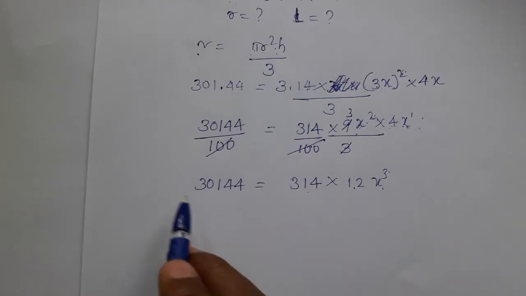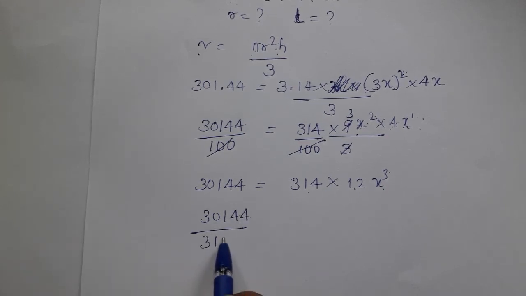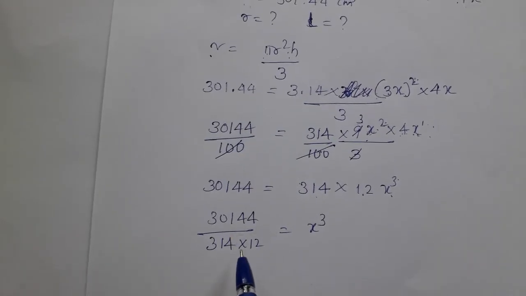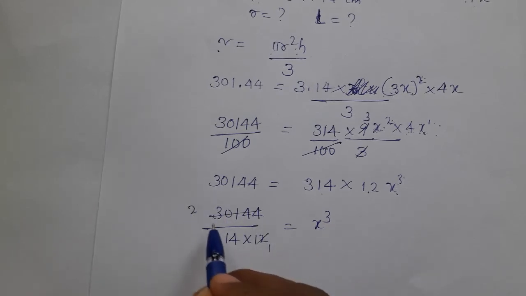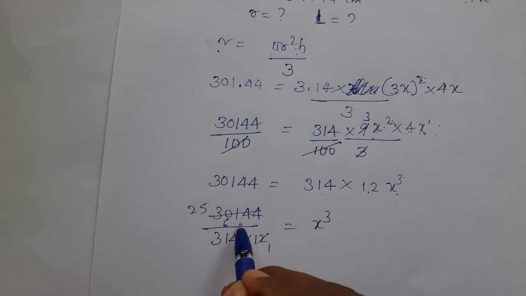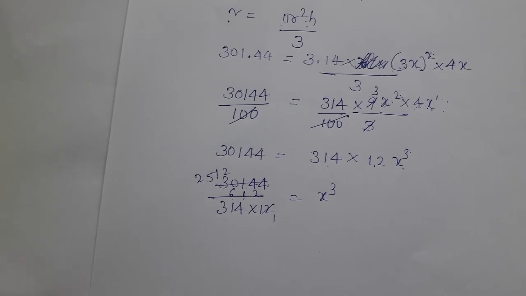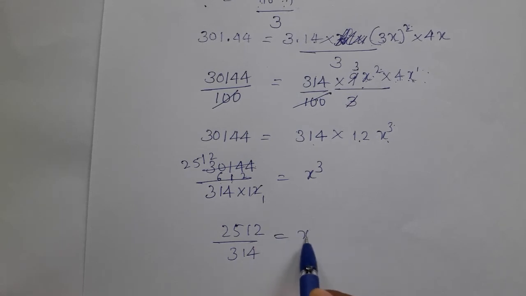Now we shift these two numbers to the LHS. 301.44 by 314 into 12 is equal to x cube. Now we start division by taking the 12 table. 12 ones are 12, 12 twos are 24, then 6 remains, 61. 12 fives are 60, 1 remains. 14. 12 ones are 12, 2 remains, 24. 12 twos are 24. Now 314 and 2512 are left. I write this again for easy division, equal to x cube.